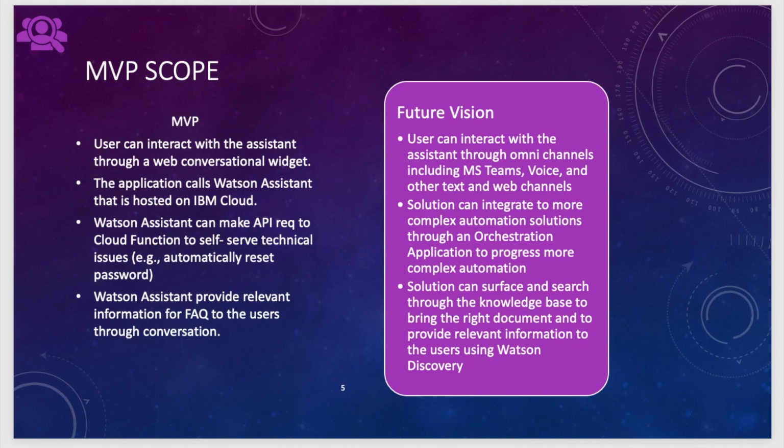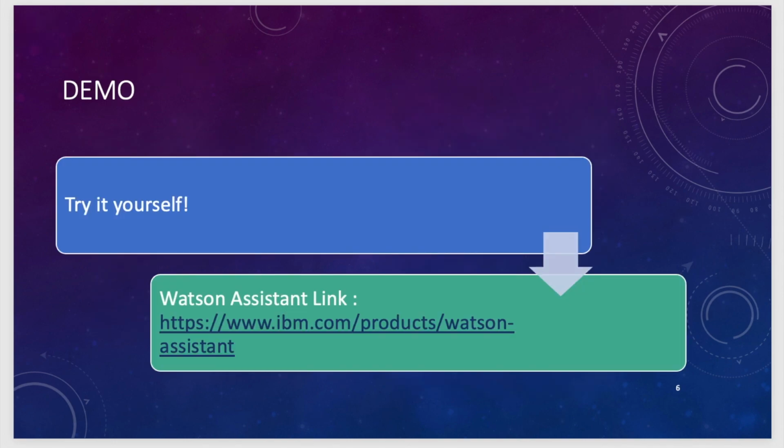In the future vision for this MVP, users can interact with the assistant through different channels using Teams, voice, and other text and web channels. The solution can further integrate to other applications to progress more complex automations. It can surface and search through the knowledge base to bring the right document and provide relevant information to the users using Watson Discovery. Now let's move on to our demo.